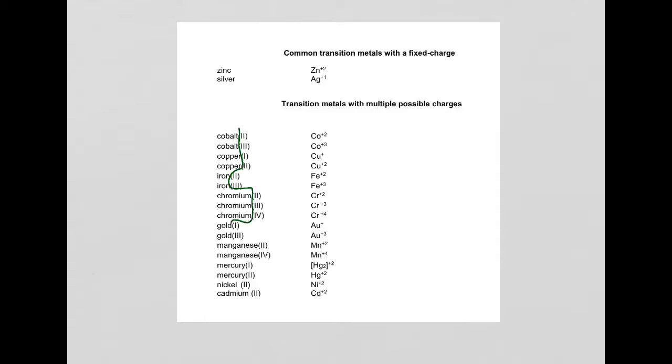Remember what we talked about? We said we use a Roman numeral when an atom has more than one possible charge. If an element has more than one possible charge, you have to use a Roman numeral, because if you tell me gold, I'm going to ask you, well, which gold are you talking about? So you have to say gold 1 or gold 3. Zinc and silver don't get one because they have a fixed charge.